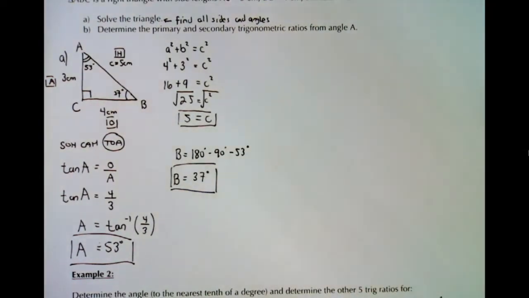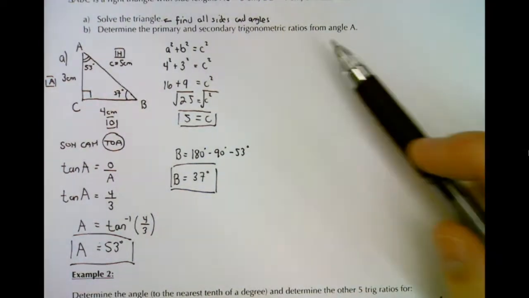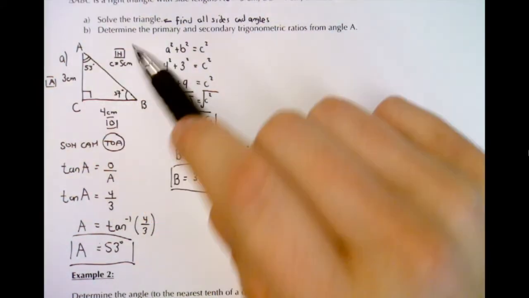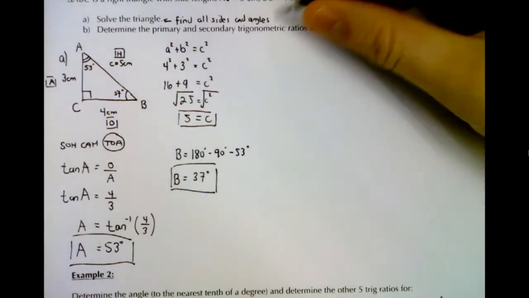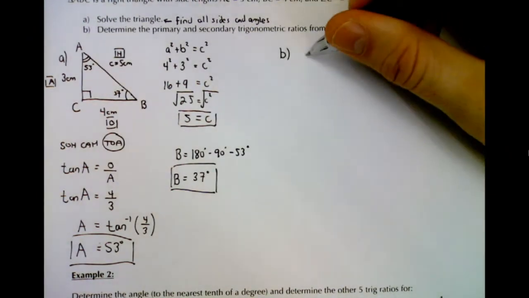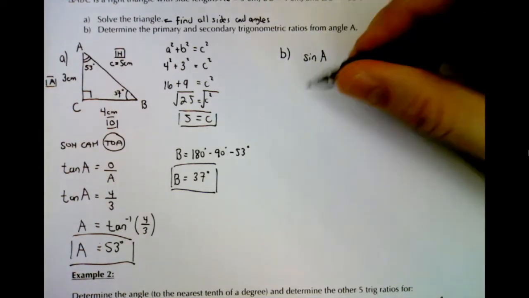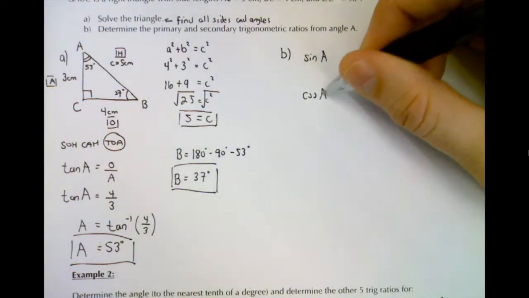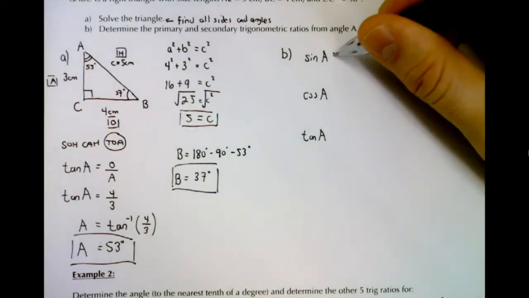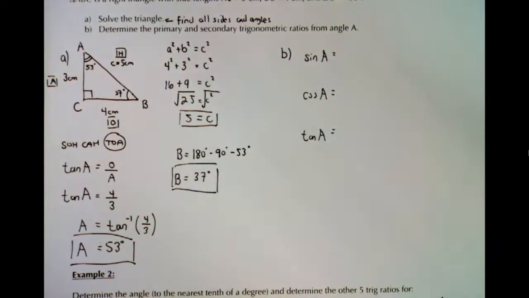The new piece is the secondary trig ratio stuff. So from angle A, I've got my triangle labeled. We've got 3, 4, and 5 as our side lengths. So for B, if I'm asking you for the primary and secondary trig ratios from A, I'm asking you for what sine A is, what cos A is, what tan A is, and what the other ratios are. So keep it as a fraction.